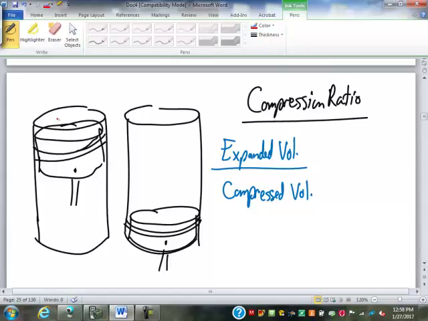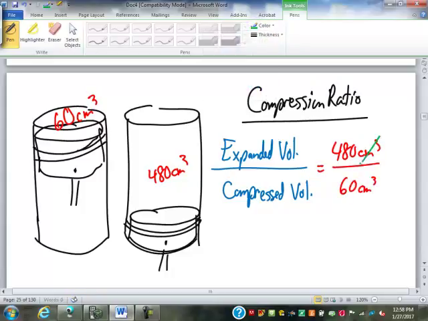Let's say that this is 60 cubic centimeters above the cylinder when this is the minimum volume above the piston, what they call top dead center in an engine. And let's say this is 480 cubic centimeters, the maximum volume above the piston. It's called bottom dead center. This is 480 cubic centimeters over 60 cubic centimeters. Cubic centimeters cancels out. Both of those are divisible by 60. That gives us 8 to 1.